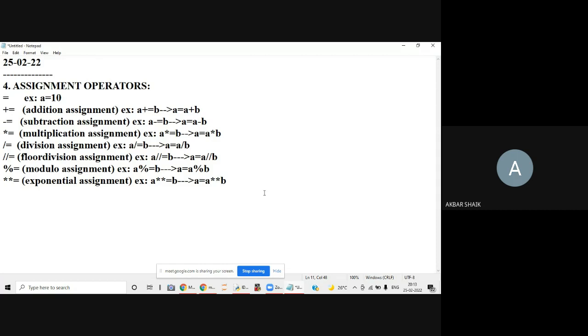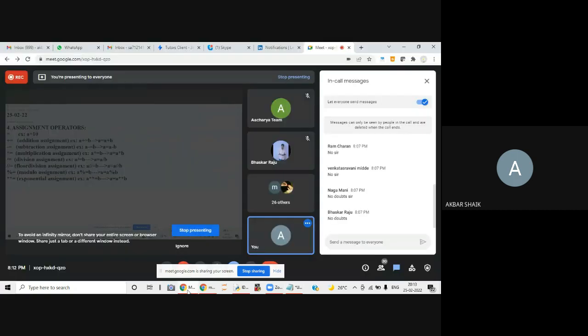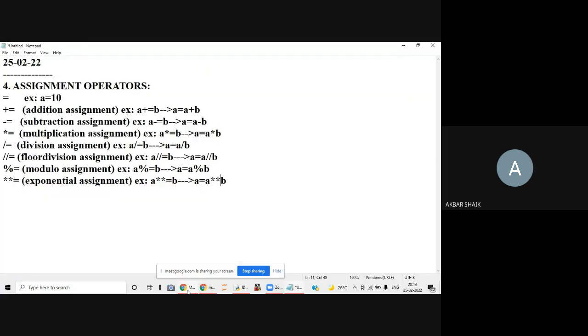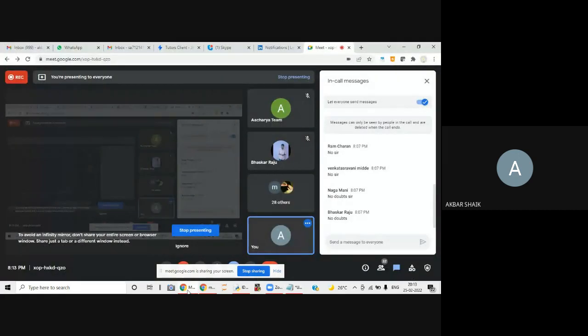Any doubts in this? Then we'll go for examples. Any doubts in these assignment operators? Any doubts? Please respond in the chat box. Okay. So now we'll go for examples.